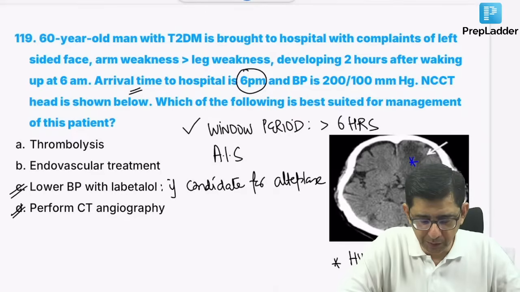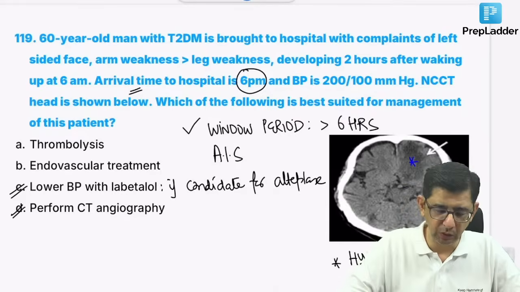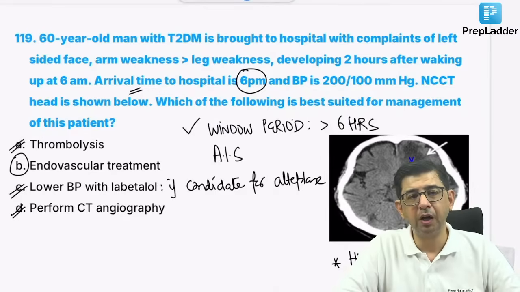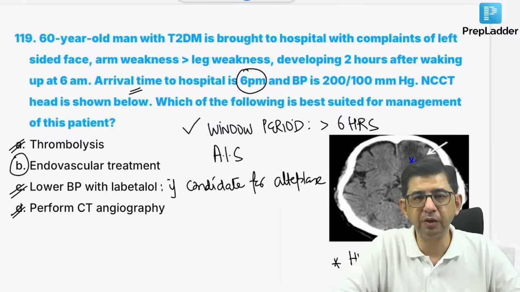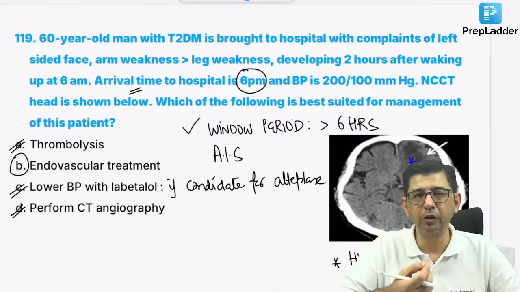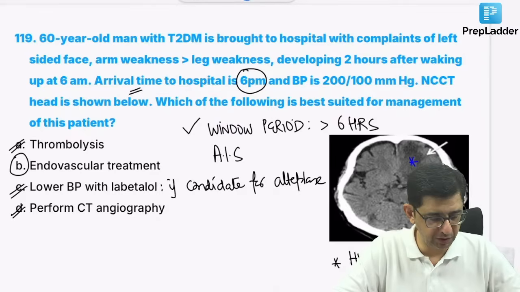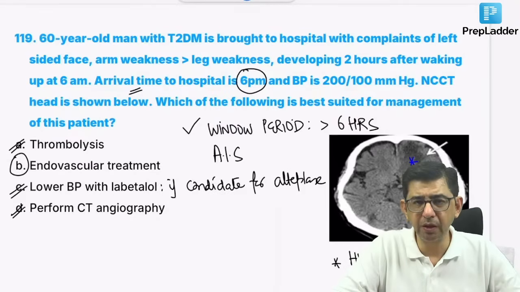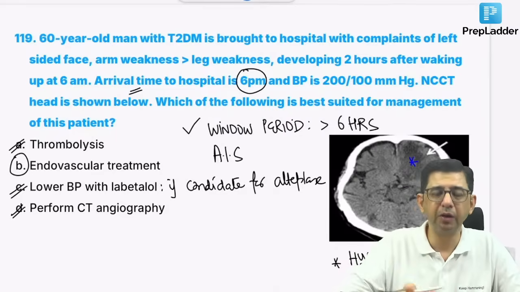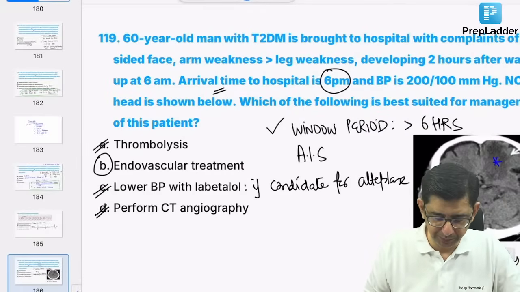I'm left between options A and B. Obviously A is ruled out, so the answer would be endovascular treatment. In this case, the answer is option B. What we mean by endovascular treatment is that we'll take this patient up in the cath lab for MRSI. MRSI would be mechanical embolus retrieval in cerebral ischemia, where we remove the clot contributing to the manifestation. Hence a thrombectomy would be done in the patient. Exactly. The word thrombectomy was not there, it is endovascular treatment that would be given in the patient.